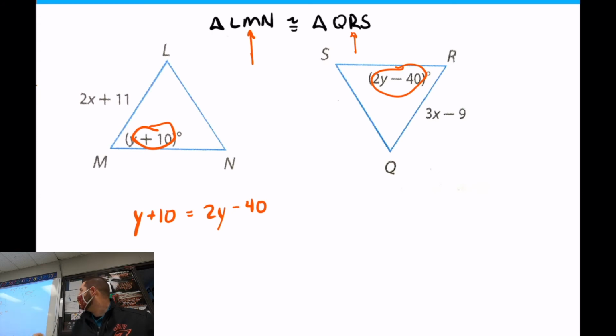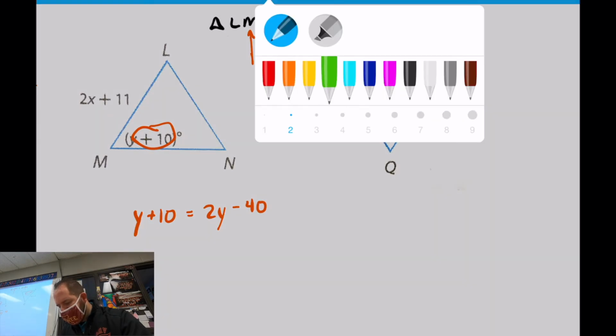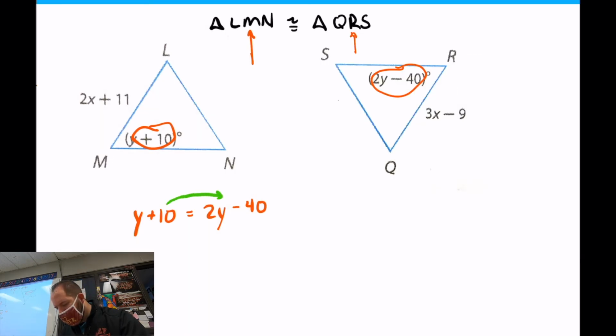Move the 10 on the other side. Move the 2 on the other side. Yeah, so if we move the 10, it becomes negative, and negative 40 minus 10 more. And we're going to move this 2y across, so it becomes minus 2y. That's fine. You could have moved it in the other direction. It's the same answer no matter what. I like this.